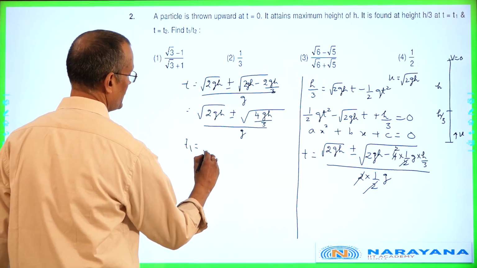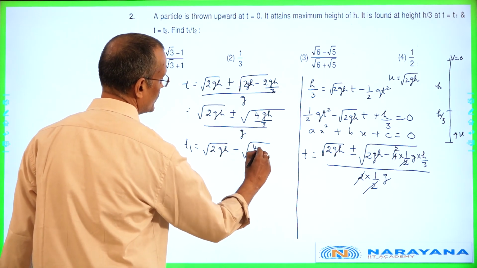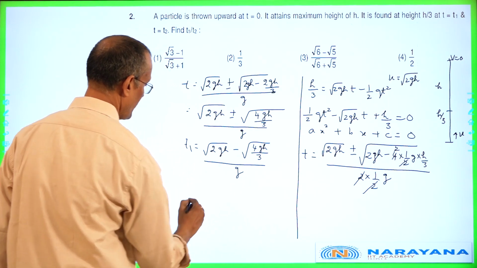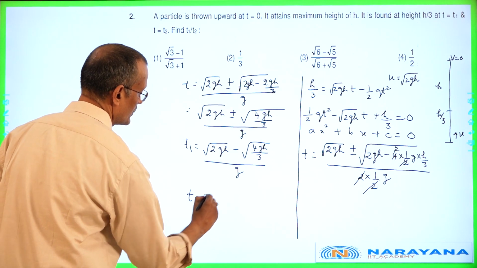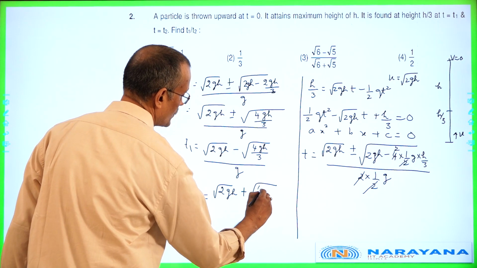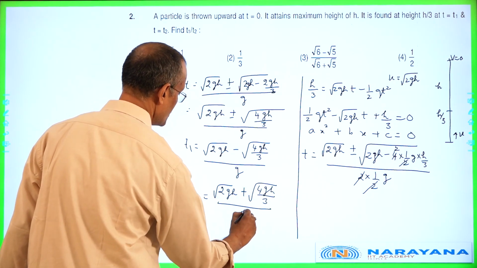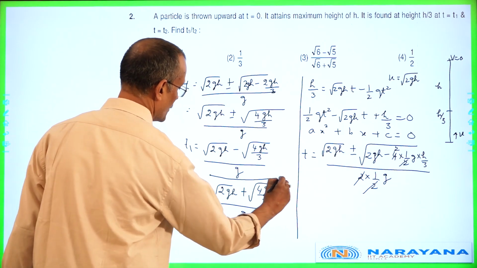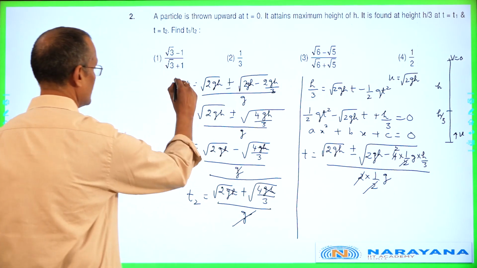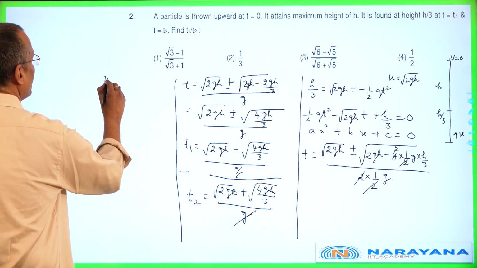So, T1 will be (√(2gh) − √(4gh/3))/g, and T2 equals (√(2gh) + √(4gh/3))/g. So, if you take the ratio, g is cancelled, gh is cancelled. Clear to you? What will be the value of T1 by T2?